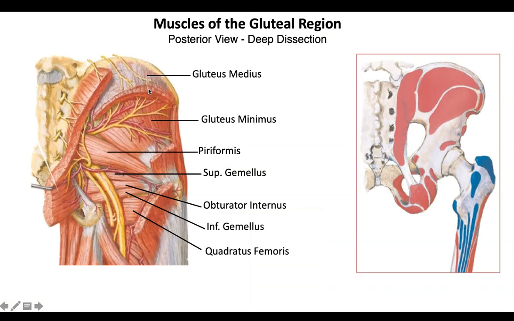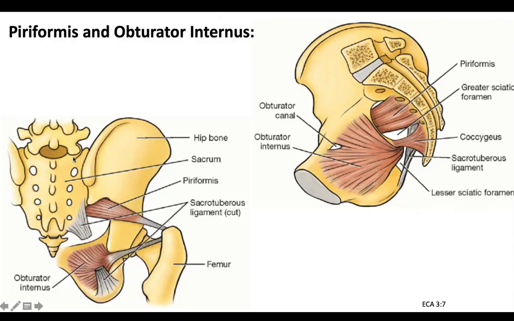The gluteus medius, gluteus minimus, and tensor fascia lata. These three muscles get the nerve supply from the superior gluteal nerve. Superior gluteal nerve supplies three muscles: gluteus medius, minimus, and tensor fascia lata. Inferior gluteal nerve supplies only one, the gluteus maximus muscle.